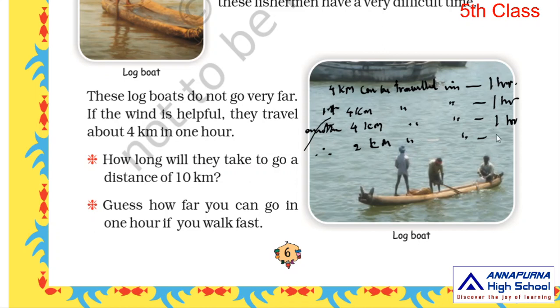Therefore half of 1 hour is half an hour, or 30 minutes. Why? Because in 1 hour we have 60 minutes. Therefore, if you add this, 4 plus 4, 8, plus 2, 10 kilometers can be traveled in 1 plus 1, 2, plus half, 2.5 hours. So this is the answer. How long will they take to go a distance of 10 kilometers? They travel a distance of 10 kilometers in 2.5 hours.